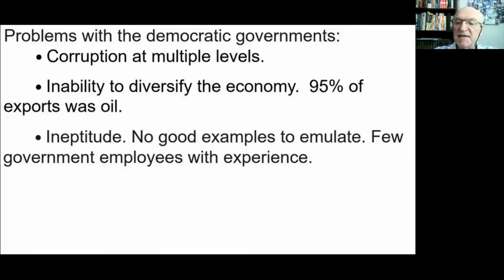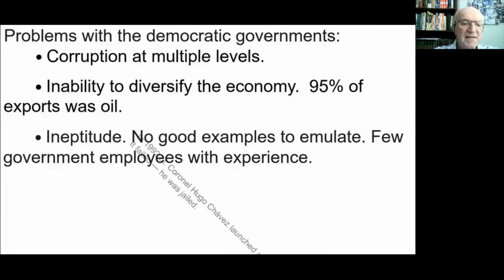Very few of them really had experience. And so they just did not do a good job. And this went on from government to government. And instead of learning and getting better, somehow they just got worse. The corruption became deeper. The ineptitude somehow became worse.